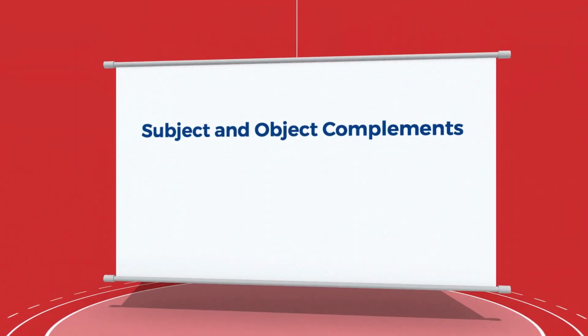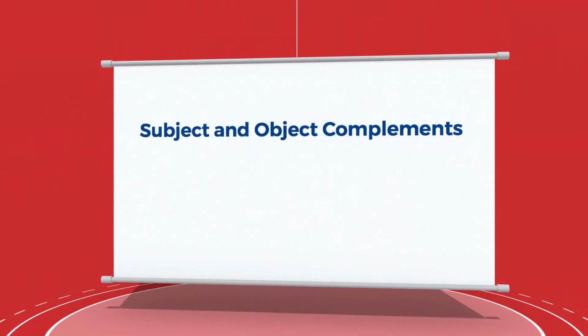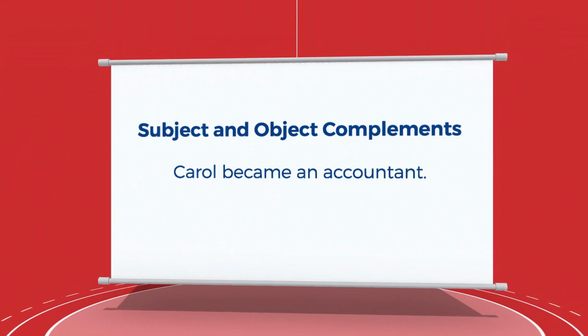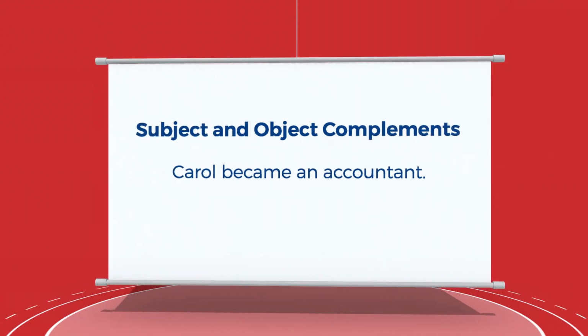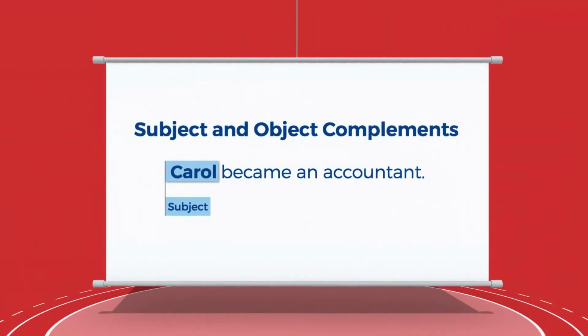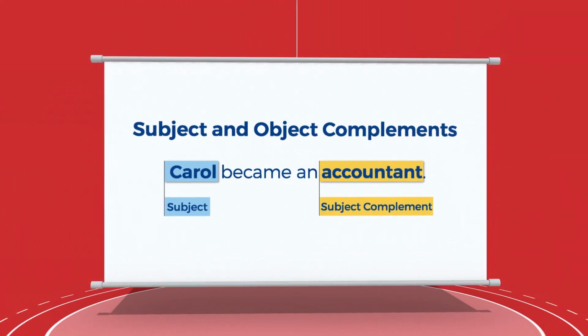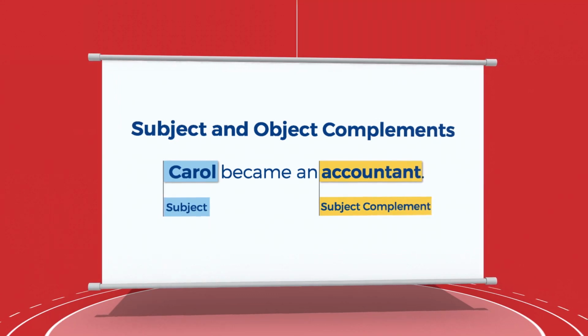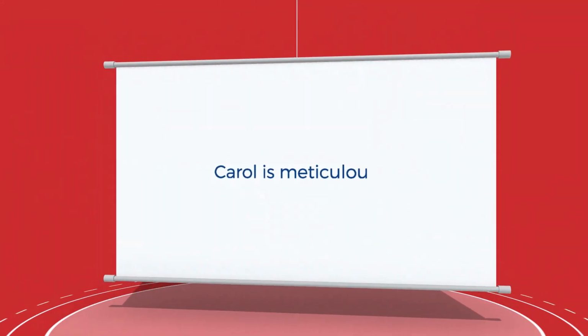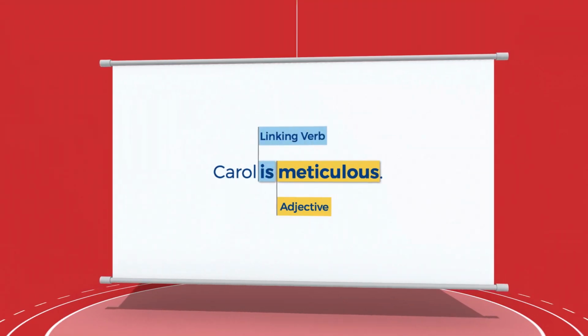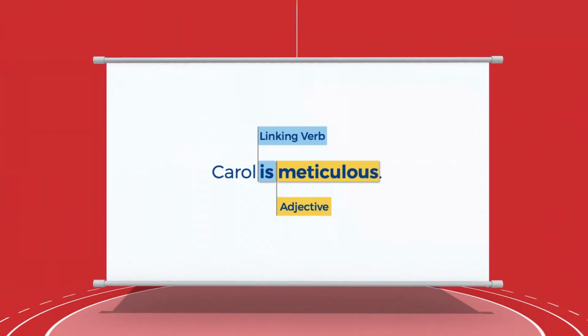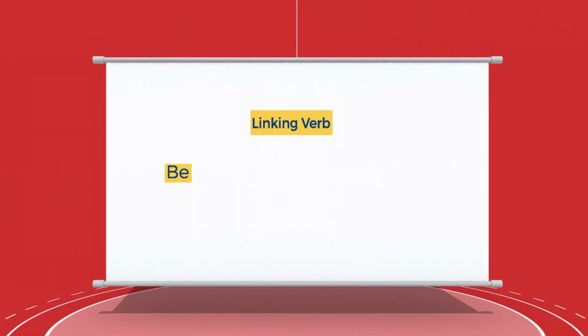Next, let's consider subject and object complements. In the sentence, Carol became an accountant. Carol is the subject, and the noun accountant provides more information about Carol. So this is the subject complement. A subject complement can also be an adjective or a pronoun. To connect the subject to the subject complement, you need a linking verb, such as be, become, seem, appear, and feel.